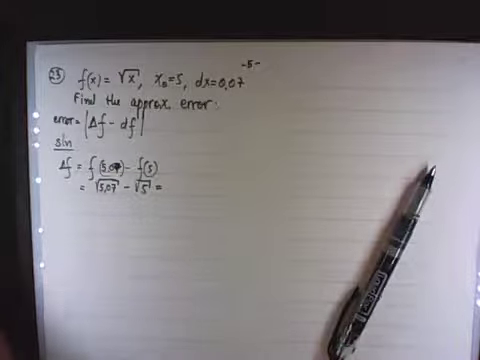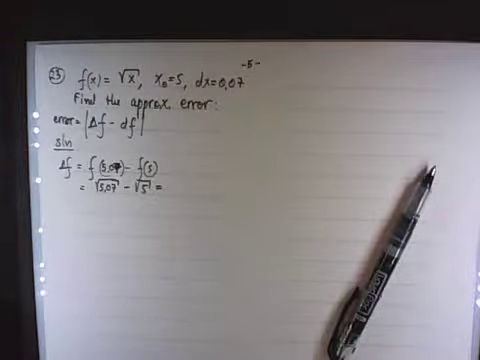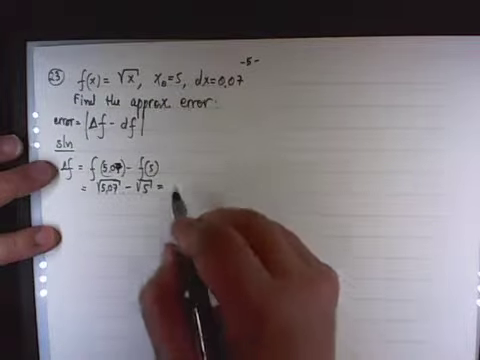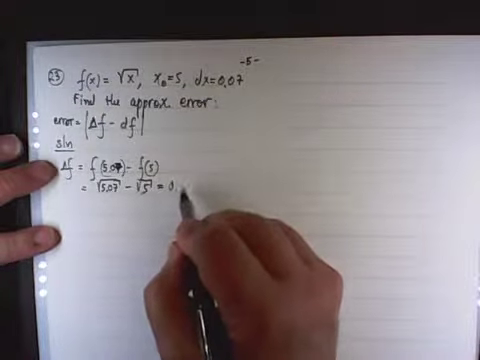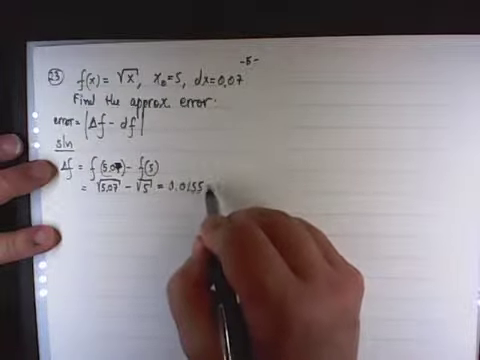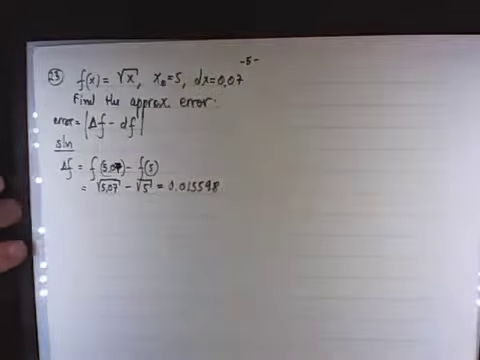Square root of 5.07. Okay, this is what I have: 0.015598. All right, that was the hard one.